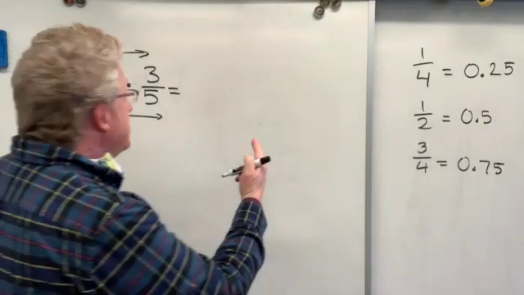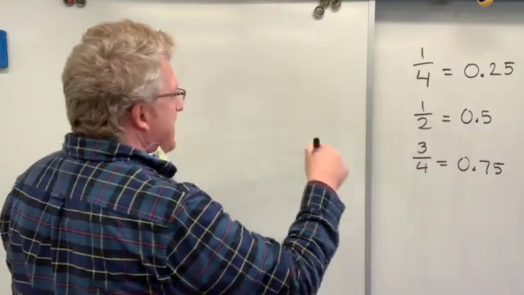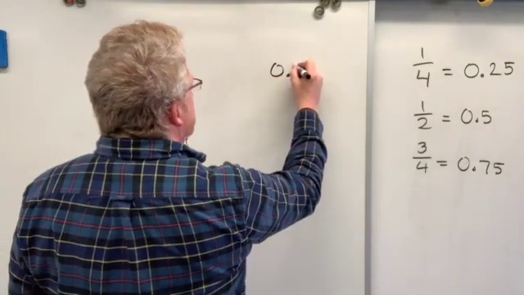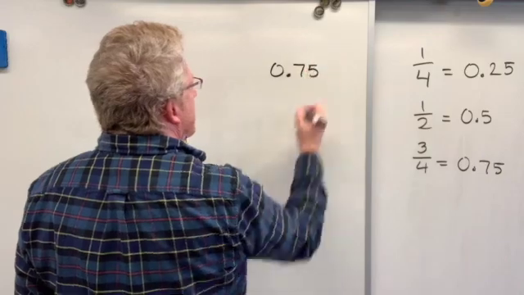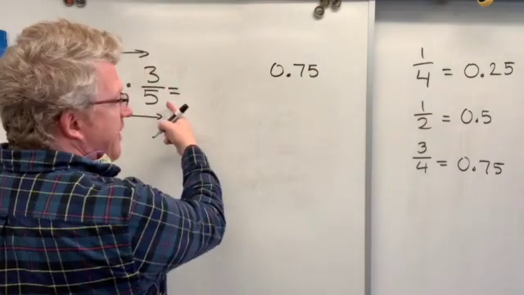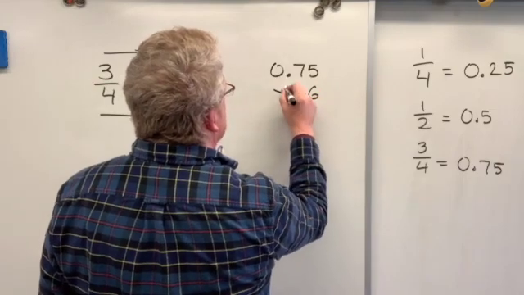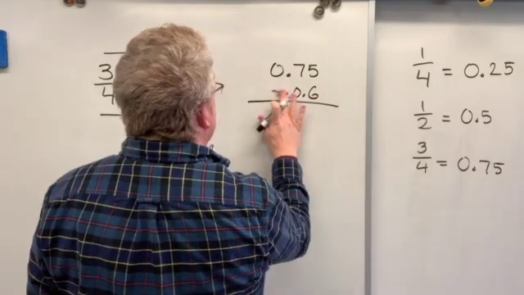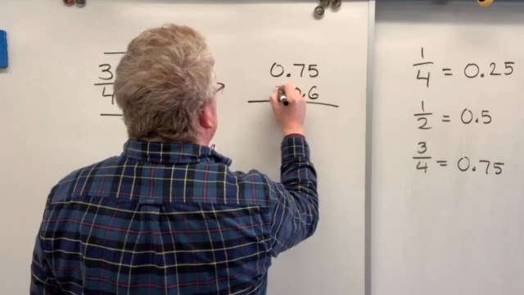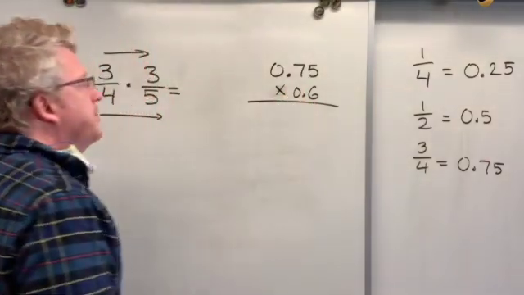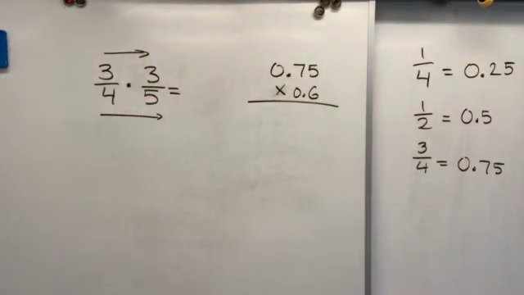And then likewise, 3/4 as a decimal, that's 0.75 times 3/5, that's 0.6. Multiply that out. I said multiply. There we go. Take a moment, solve that up for us.